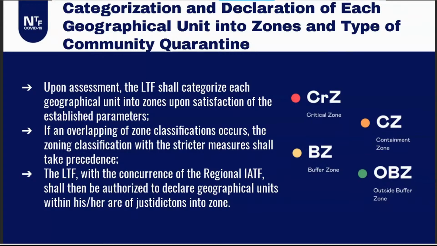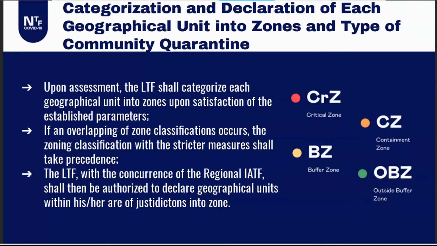So it means po, pag meron po tayong isang bahay na nagkaroon ng isang cluster of cases or isang case po, i-lockdown po natin yung area. So yun po yung assessment, no? And then we categorize the smallest possible geographical unit into a critical zone. And then po, pag nalagay po natin siya into a critical zone, yung corresponding area niya po outside, i-categorize natin into a containment, buffer and outside buffer zone. However, if an overlapping of zones classification occurs, the zoning classification with the stricter measures shall take precedence.